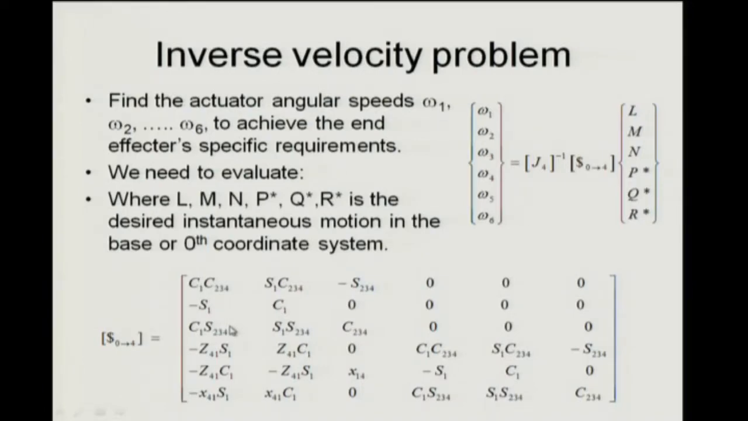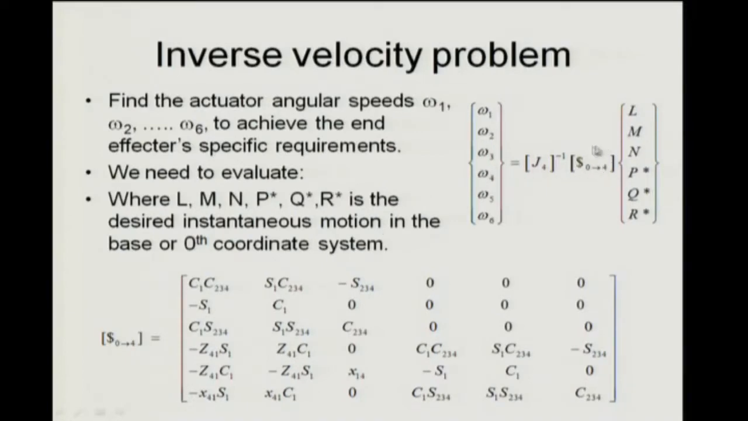So we are now looking at trying to compute the actuator angular speeds omega 1 to omega 6 to achieve the end effector specific requirements. Now to do that, we have to evaluate this kind of expression. We take L M N P star Q star R star, which is the desired instantaneous motion in the base or the zeroth coordinate system.